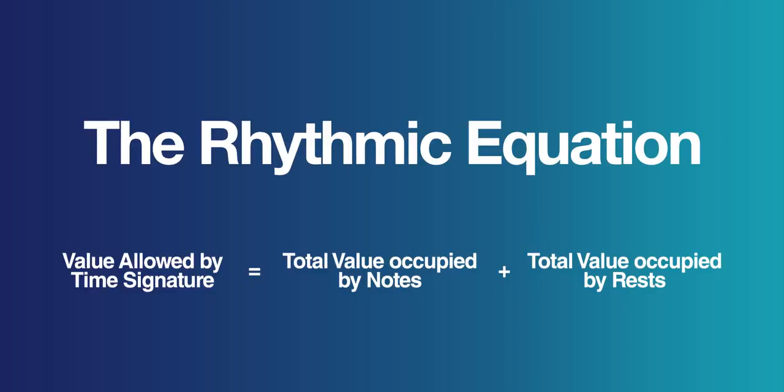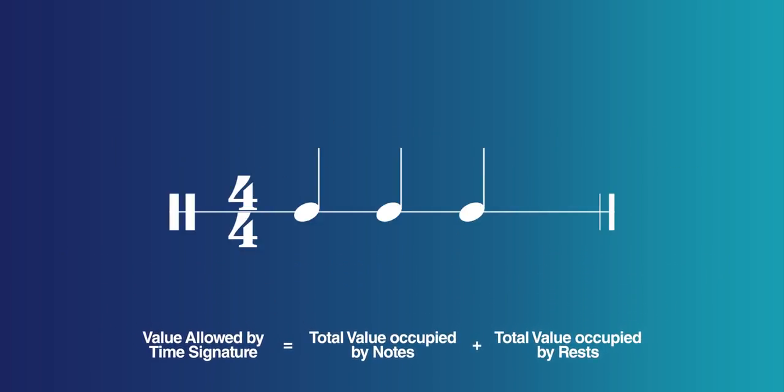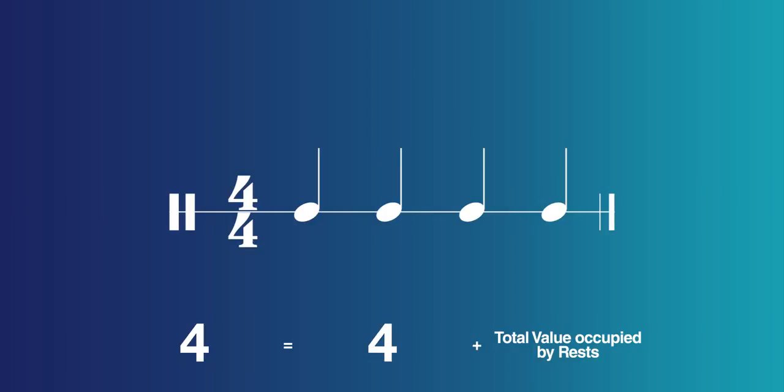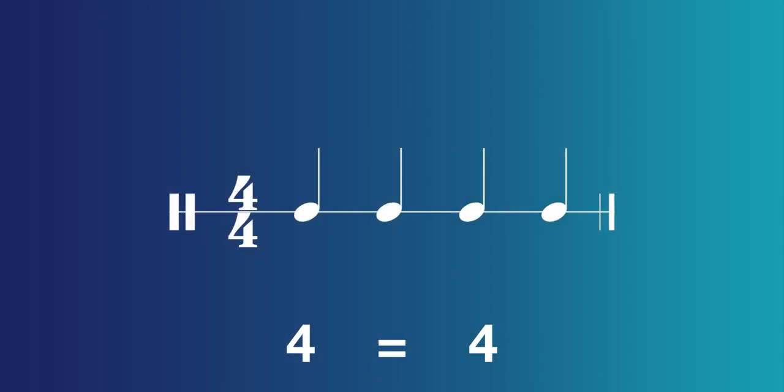Let's see how it works in action using some examples. The time signature of this bar tells us that we should expect its contents to add up exactly to the value held by 4 beats of chord notes. The left side of our rhythmic equation will therefore be 4. Let's check out the right side of the equation by adding up the notes and rests. There are 4 chord notes in this measure, which are each 1 count long, and there are no rests. The total value of the contents in the measure is therefore 4. The equation is balanced, meaning the expectation set by the time signature has been successfully met.